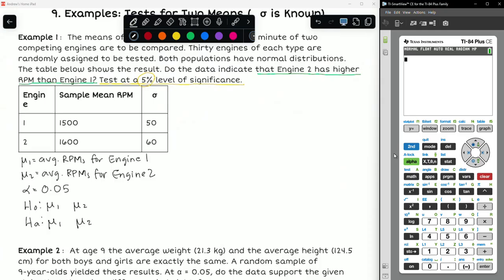Other than this change, the relational symbols in between the means are the same type that we used for single tests. My null is always a statement of equality. I'm assuming the engines have the same mean RPMs. And then the claim I'm asked to test is engine 2 is higher than engine 1. So engine 2 is greater than engine 1, or engine 1 is less than engine 2.